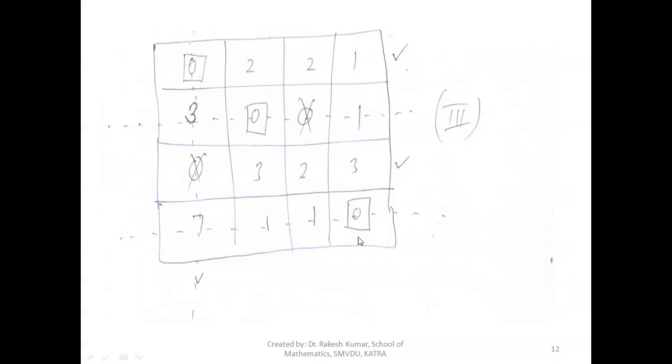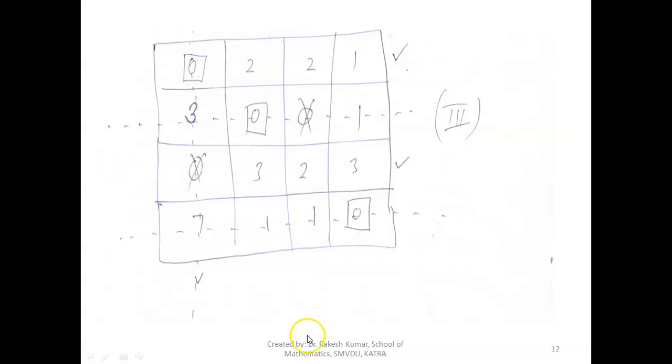So this is a marked column and here it is an assignment. So mark that row also, which has an assignment in the marked column. So this is also marked. So now what are marked? Two rows and one column.